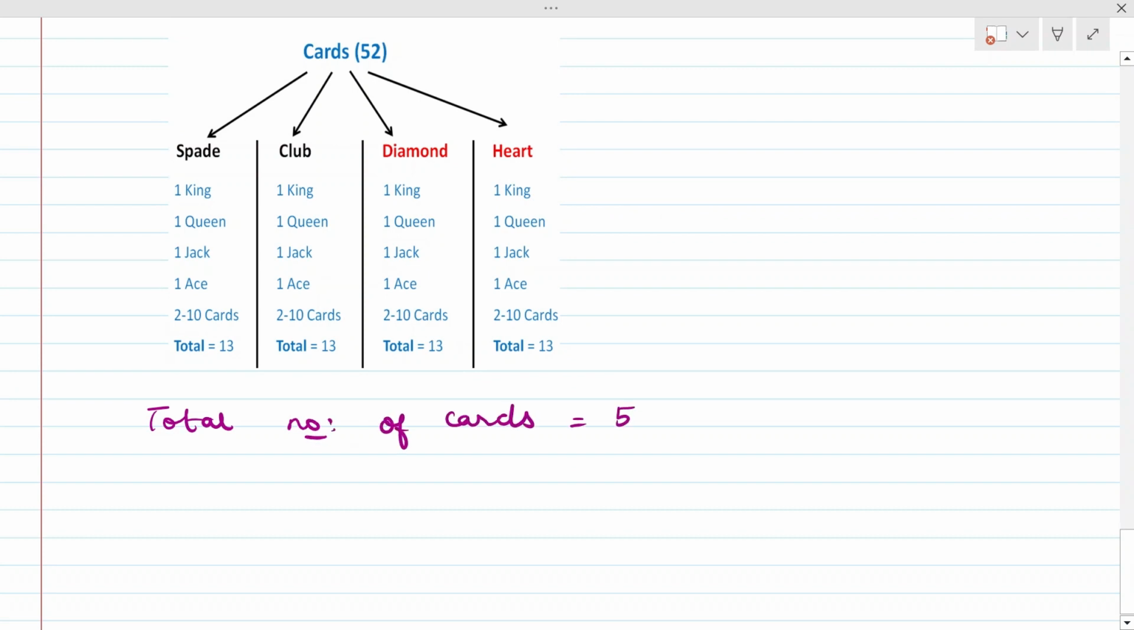We have 52 total cards. Okay. And the first one is a king. They have asked you about king. So how many kings are there? You have 1, 2, 3 and 4 kings are there.